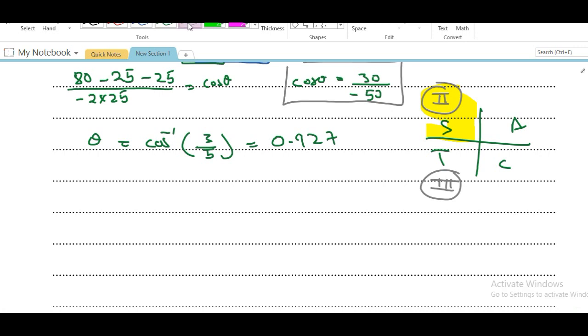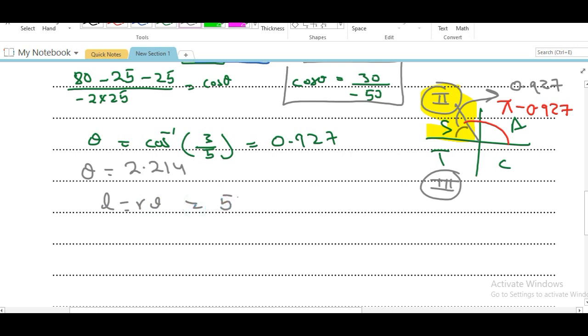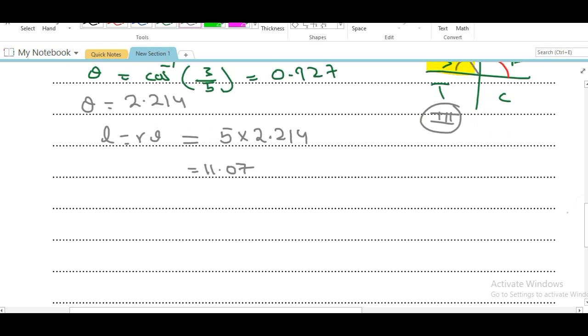Now, how would we solve it? So our base angle is 0.927. I would be calculating from all the way here till here, so it would become pi minus 0.927. Theta equals 2.214. Now I'm going to use the formula L equals R theta. R is 5 multiplied by theta, which is 2.214, giving 11.07.